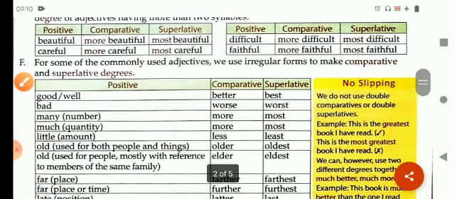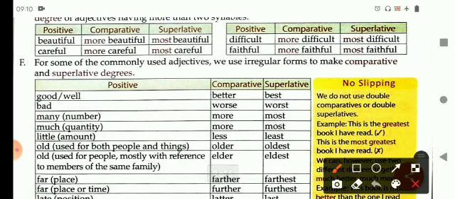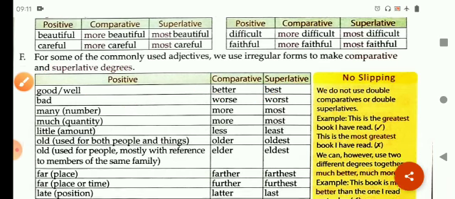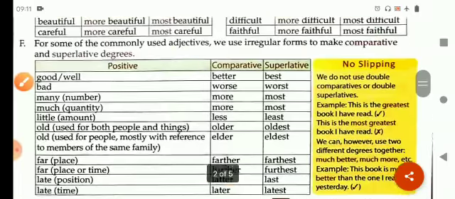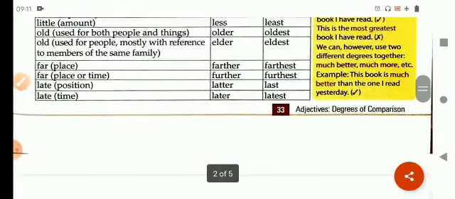Now for some commonly used adjectives, we use a separate form to make the comparative and superlative degrees. Good or well. Good, better, best, or well, better, best. Bad, worse, worst, many, more, most. So these are some of the examples you can learn from your book, children.